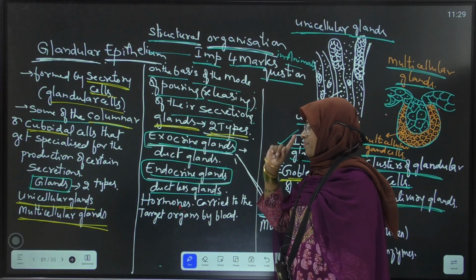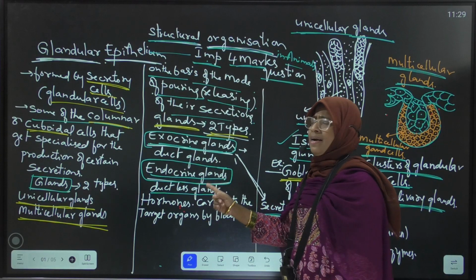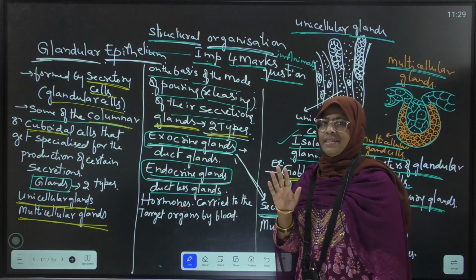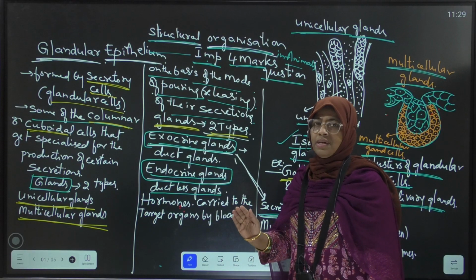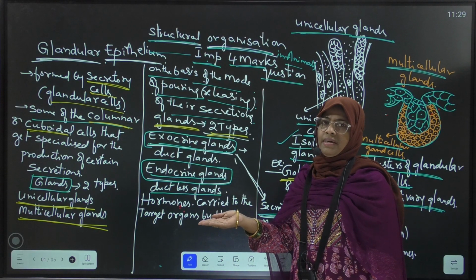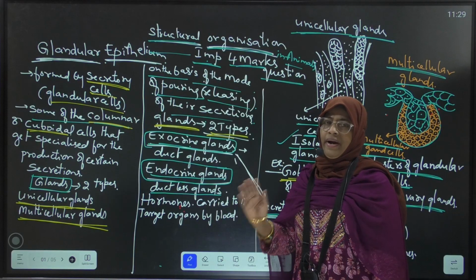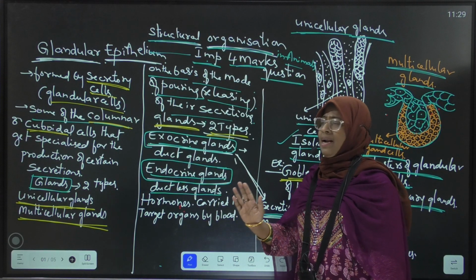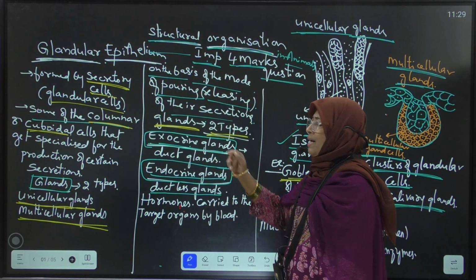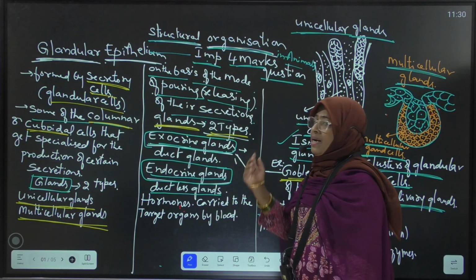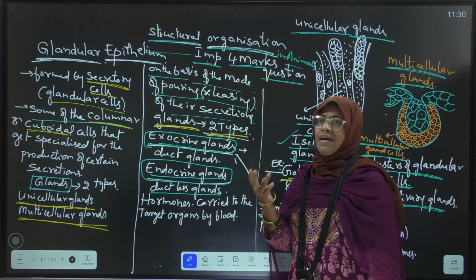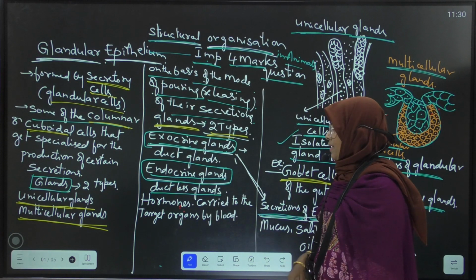Once again, endocrine glands are ductless glands. Their secretions are called hormones. How are these hormones carried to the target organs? Through blood. Why? Because ducts are absent. Next, exocrine glands are duct glands. Examples of exocrine glands are salivary glands, liver, pancreas, etc.